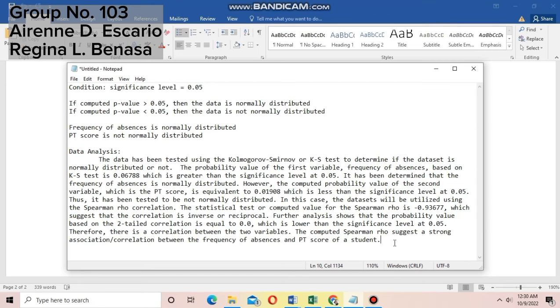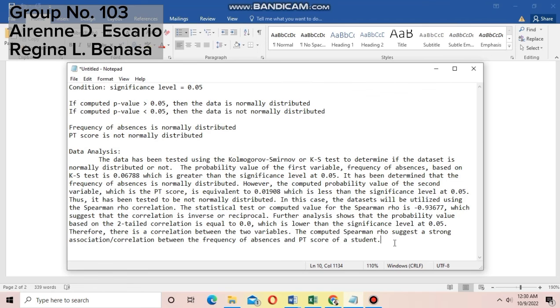However, the computed probability value of the second variable, which is the PD score, is equivalent to 0.01988, which is less than the significance level at 0.05. Thus, it has been tested to be not normally distributed. In this case, the datasets will be analyzed using the Spearman rank correlation.